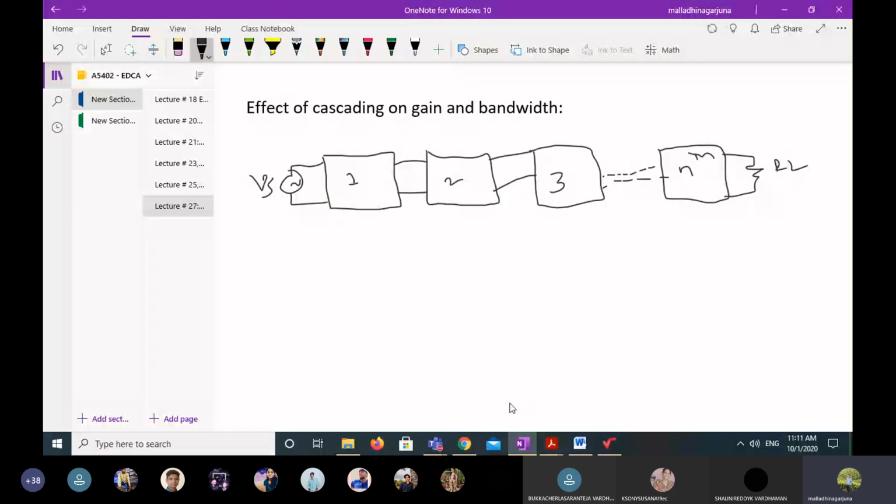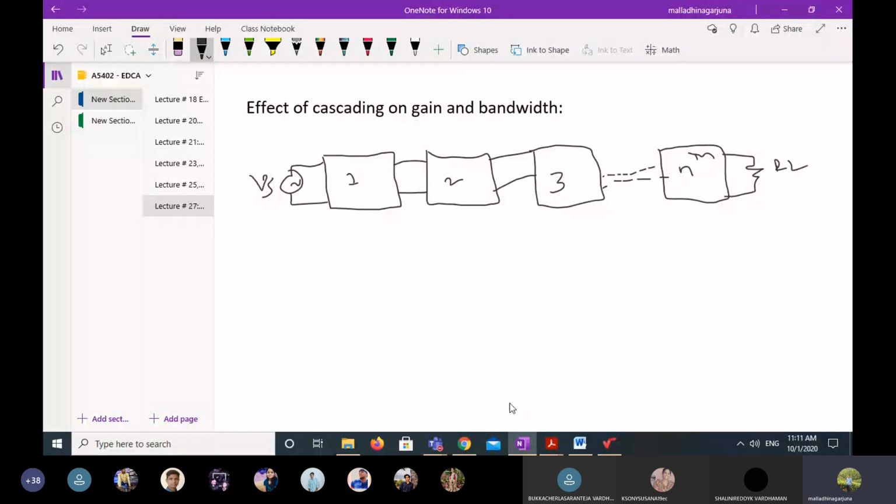Okay, so now let us see. First, let us see the gain. Then we'll go to the bandwidth. What is the gain? The gain of any stage is the output voltage by input voltage, that is voltage gain, or output current by input current, that is the current gain. Simply we can say that the gain is the output electrical parameter by the input electrical parameter. Okay, so that is a single stage.